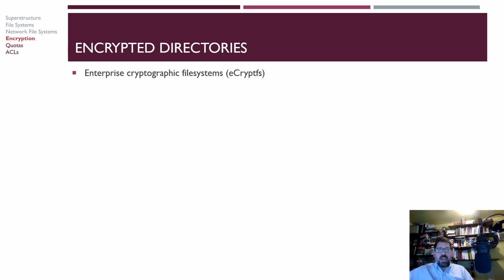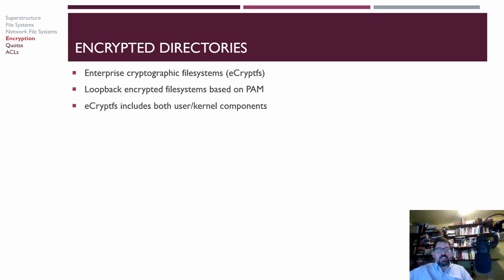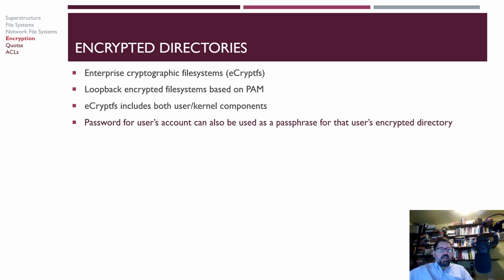You can encrypt entire directories with eCryptFS. You can also encrypt directories with loopback encrypted file systems, which are based on PAM. We learned about PAM previously, right? You have eCryptFS, which includes both user and kernel components. And you can also use the user's password as the passphrase, right? So that way a user's password is basically their passphrase to unencrypt files if they do encryption, right? So again, various ways we can implement encryption. We're going to try one of these in the lab just to kind of play with it.